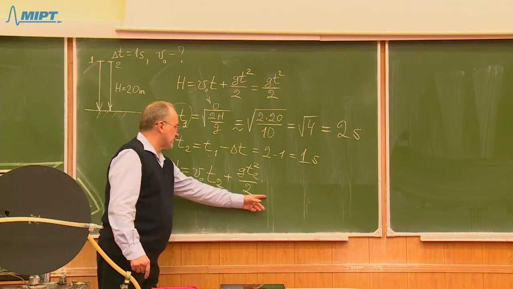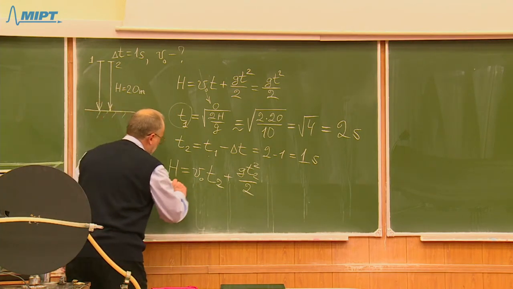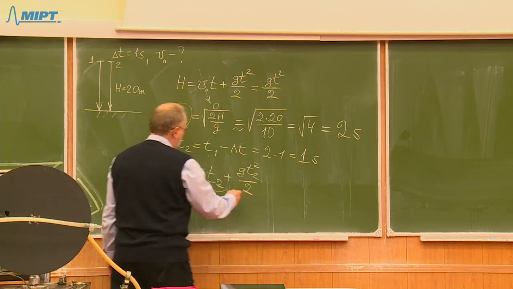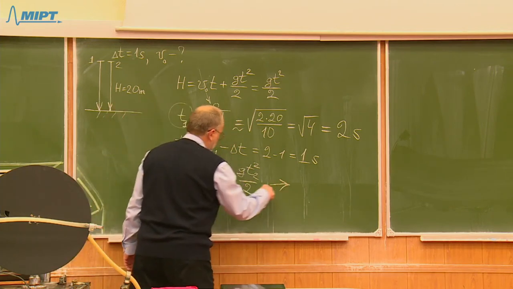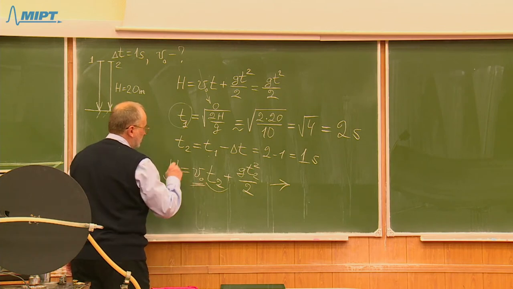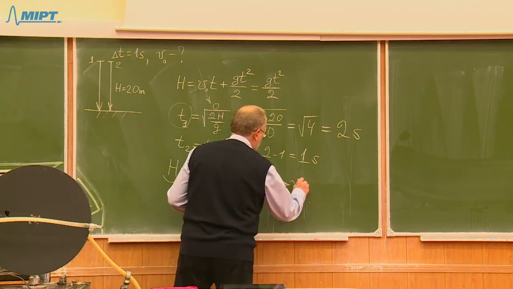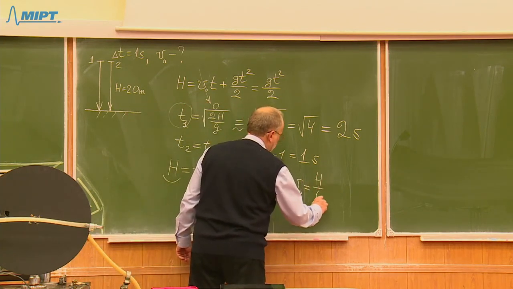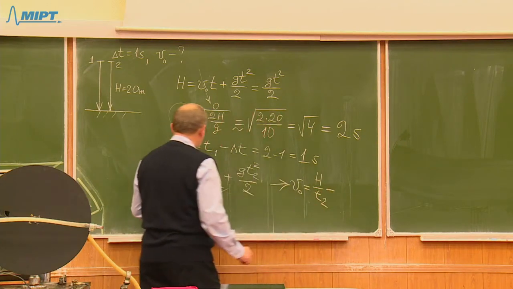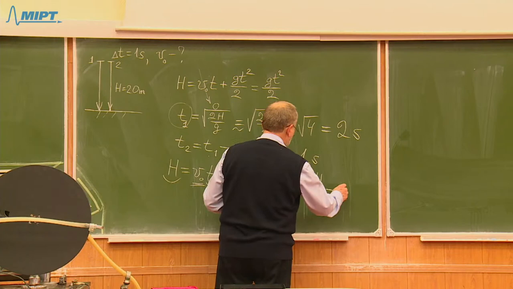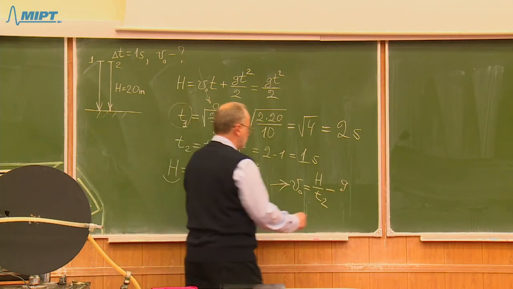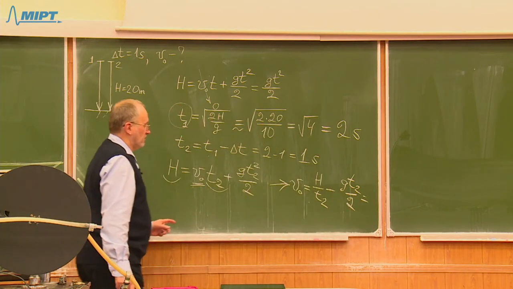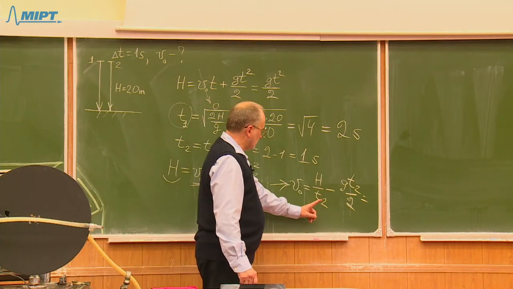So in this formula for the second stone, everything is known. The height is known, 20 meters. The time in motion is known, 1 second. So it's not difficult to find the only unknown quantity, which is the initial velocity. From this formula, the initial velocity will be the height divided by t2, minus g t2 divided by 2, after dividing by t2. So everything is known. This is 20 meters, and this is 1 second.